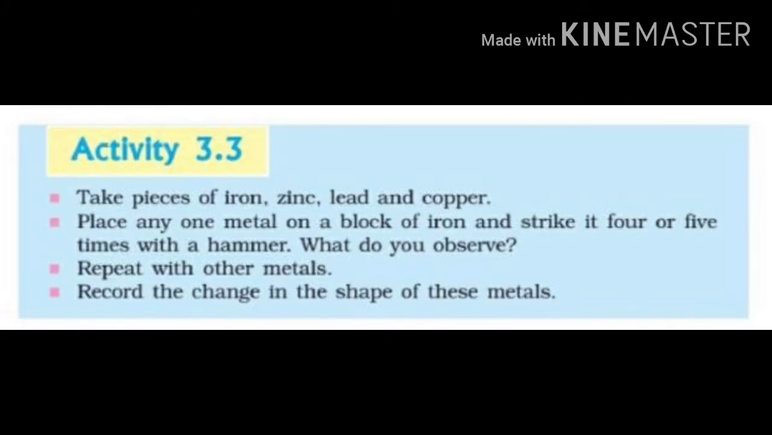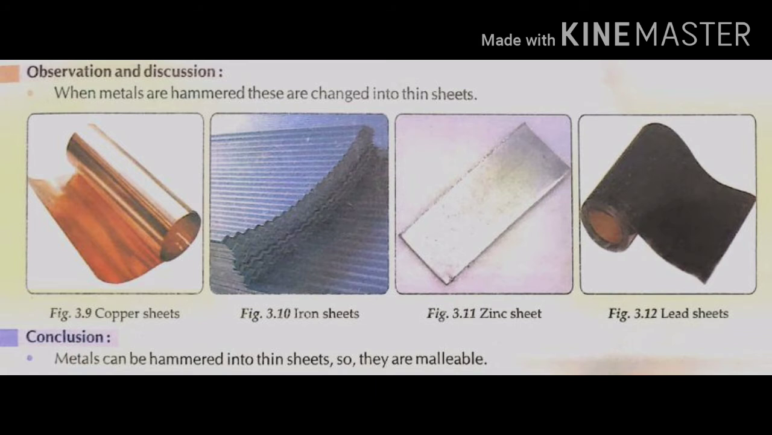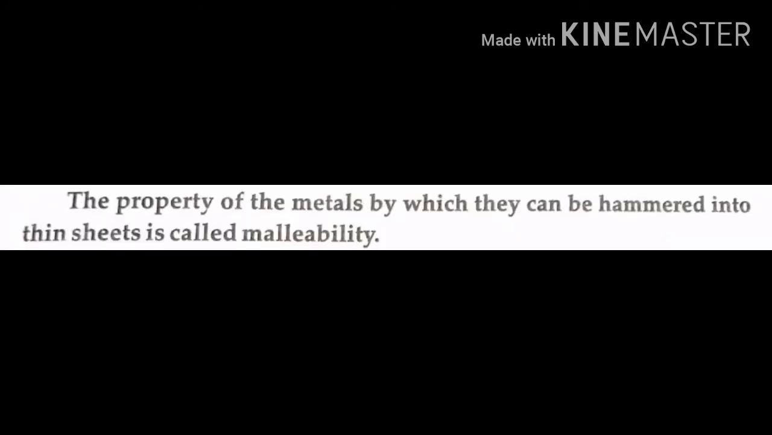Activity 3.3. Take pieces of iron, zinc, lead, and copper. Place any one metal on a block of iron and strike it 4 or 5 times with a hammer. What do you observe? Repeat with other metals. Record the change in the shape of these metals. When metals are hammered, they change into thin sheets. From that we conclude, metals can be hammered into thin sheets, so they are malleable. The property of the metals by which they can be hammered into thin sheets is called malleability.